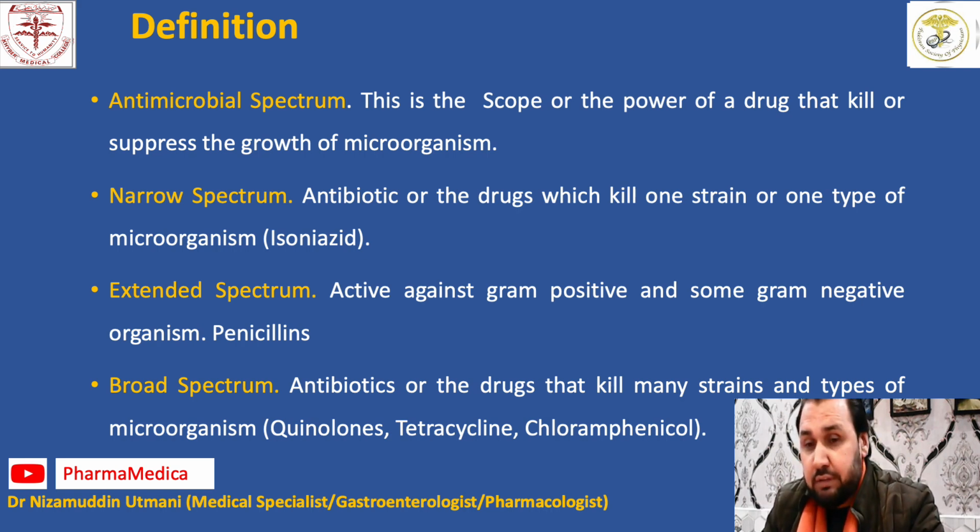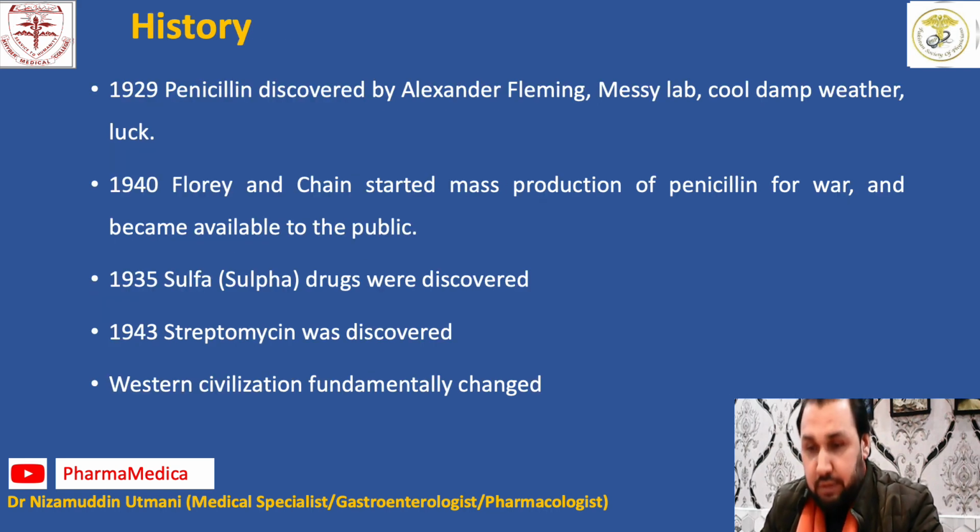So they are further classified into narrow spectrum, which kills only one type of microorganism, then extended spectrum, which kills more than one type of microorganism, that is, it kills both gram-positive and gram-negative, or it can kill more microorganisms in the gram-positive. And the third one is broad spectrum, which kills gram-positive, gram-negative, anaerobes, spirochetes, and many other microorganisms. We call those antibiotics broad spectrum antibiotics.